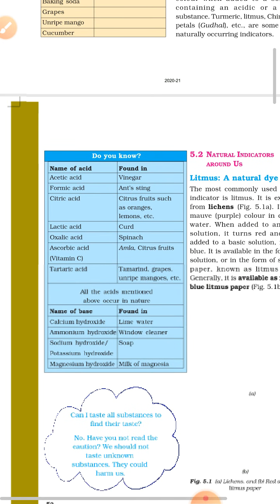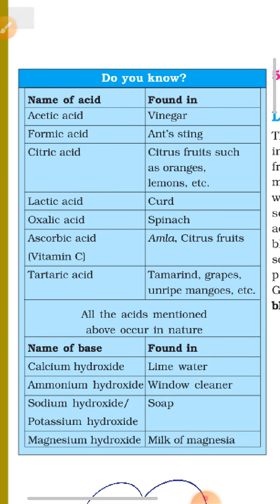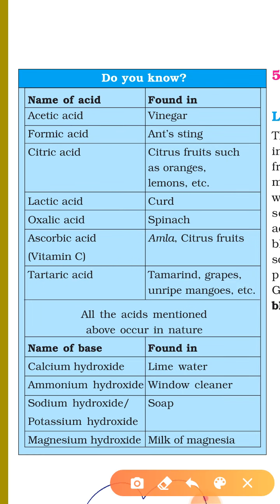Now here is one more table that shows us in which substance which type of acid is present. So here is vinegar. In vinegar, acetic acid is present. In ant sting, formic acid is present. Citrus fruits like orange and lemon contain citric acid. In curd, lactic acid is present. In spinach, oxalic acid is present. In amla and citrus fruits, ascorbic acid. It means the fruits which contain vitamin C, maximum in citrus fruits, have ascorbic acid. Tamarind, grapes, and unripe mangoes contain tartaric acid. So these are some of the substances in which kinds of acid are present.